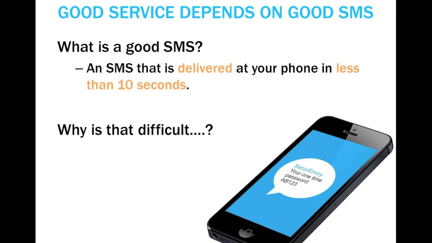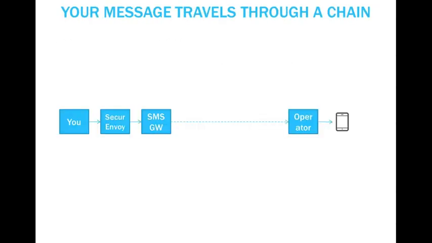All right. So Phil was already talking about sending authentication messages through SMS. But then again, of course, if you cannot receive SMS fairly quickly, it doesn't feel like a quality service or like a seamless experience. So what do we define as a good SMS? We say, well, if an SMS is delivered at your phone in less than 10 seconds, then we would say that is a good SMS. That's a quick one. That's a seamless integration. So, question is, why is that difficult? And that's what I will try to explain to you with these slides.